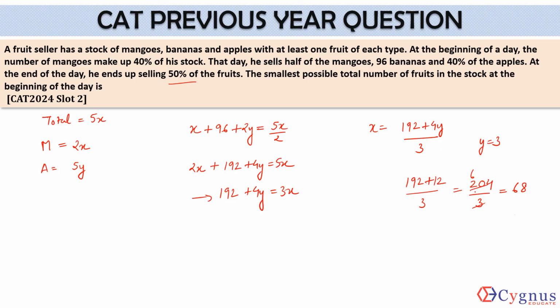And you're looking for what? The smallest possible total number of fruits in the stock at the beginning of the day, which was 5x. The minimum value of 5x will be equal to what? Since the minimum value of x is how much? 68. So minimum value of 5x will become 5 into 68. That is equal to 340. So the correct answer is 340.